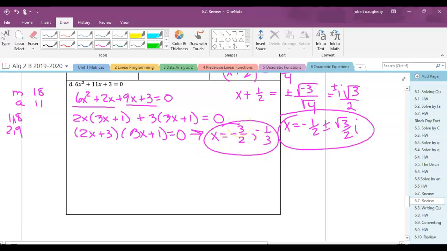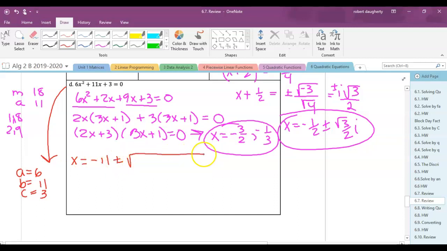Now, if I didn't see that it was factorable, I could also use the quadratic formula here. So a is equal to 6, b is equal to 11, c is equal to 3. Okay, so this would be x equals -b plus or minus the square root of b squared minus 4ac, all of that over 2a.